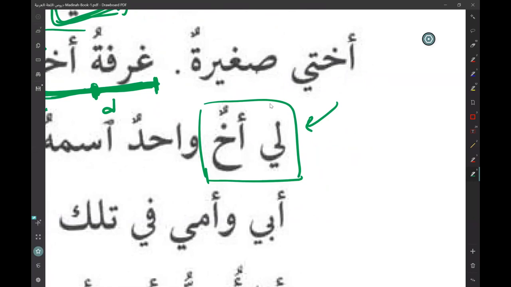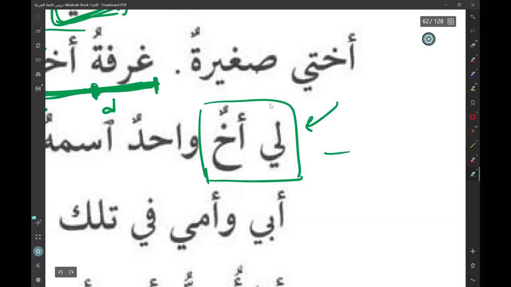Li here means "I have." Laka is "you have." Laki is "she"; you, as a female, have. Lahu, he has. Right. Remember, we have done the harf jar li, and it says akhun, a brother.